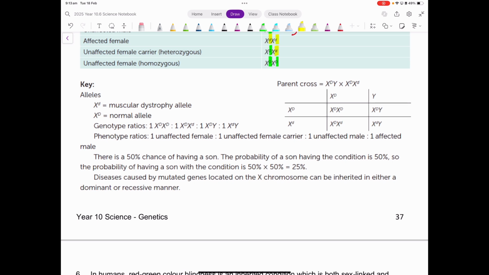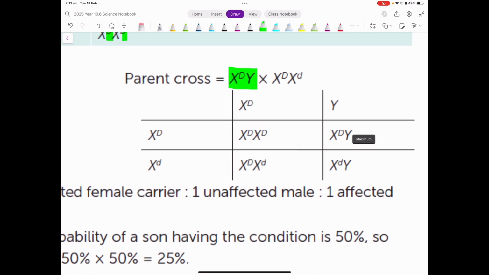And again, it states X little d is going to be the muscular dystrophy, and X capital D is going to be a normal allele. So we can now see in this instance if a parent was crossed. And here's the really important part. What kind of male? I've highlighted it in green up the top right. What kind of male is this? Is this affected or unaffected?